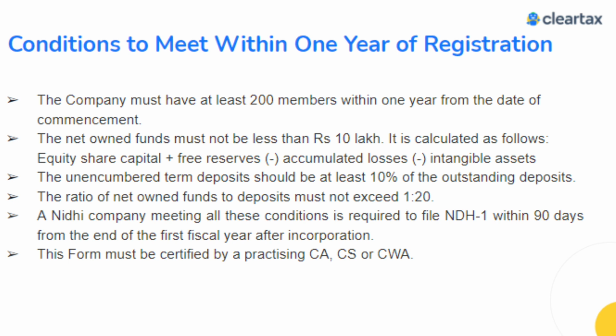The unencumbered term deposits should be at least 10% of the outstanding deposits. The ratio of net owned funds to deposits must not exceed 1:20. A Nidhi company meeting all these conditions is required to file NDH1 by paying the prescribed fee within a period of 90 days from the end of the first fiscal year after incorporation. This form must be certified by a practicing CA, CS or CWA.